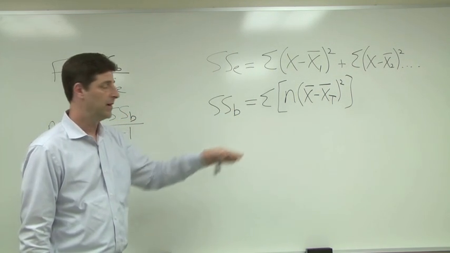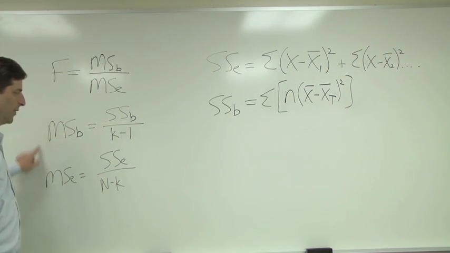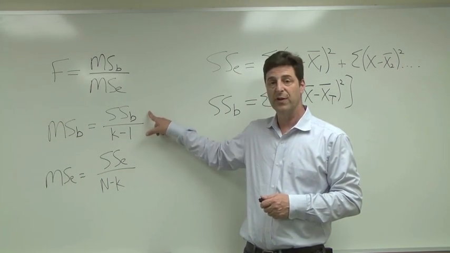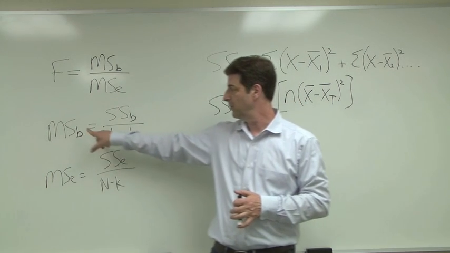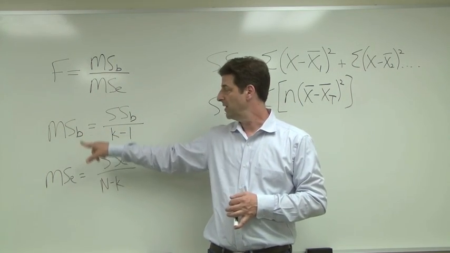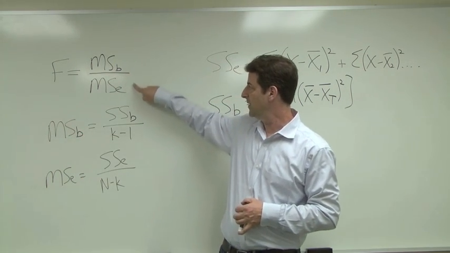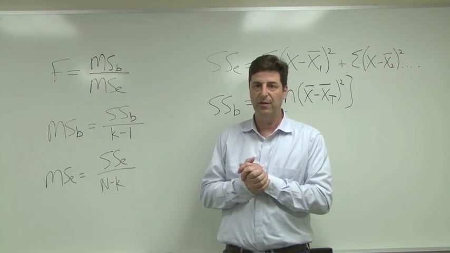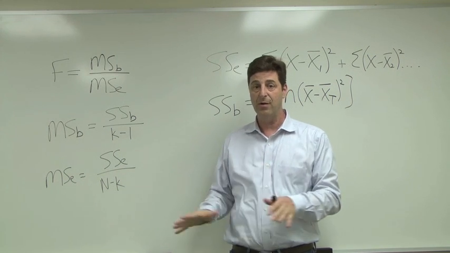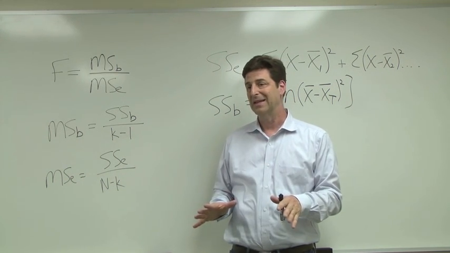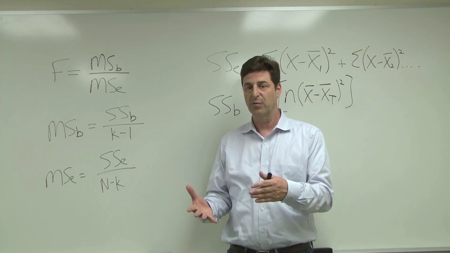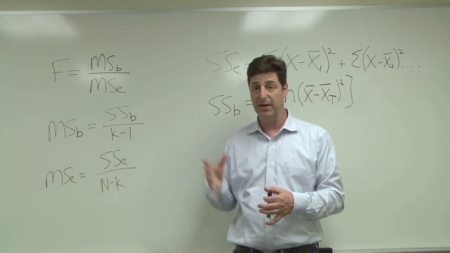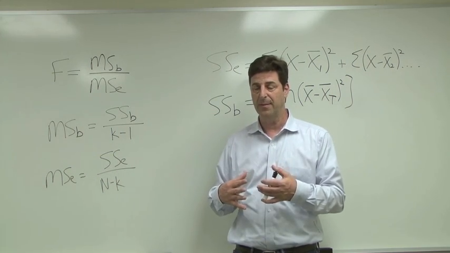Once you have the sum of squares, use these 2 formulas to convert the sum of squares into mean squares. Once you have the mean squares, you plug them into this formula to get your F value. And that is all of the formulas. Now, what I'm going to do is get some raw data and show you how to do all of these calculations, just going through step by step.